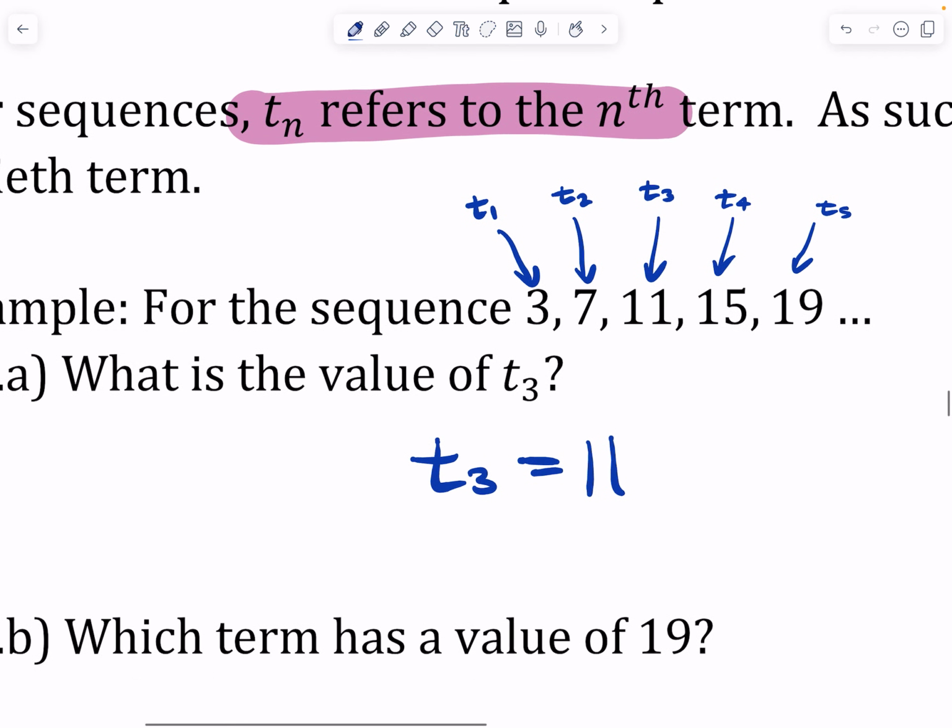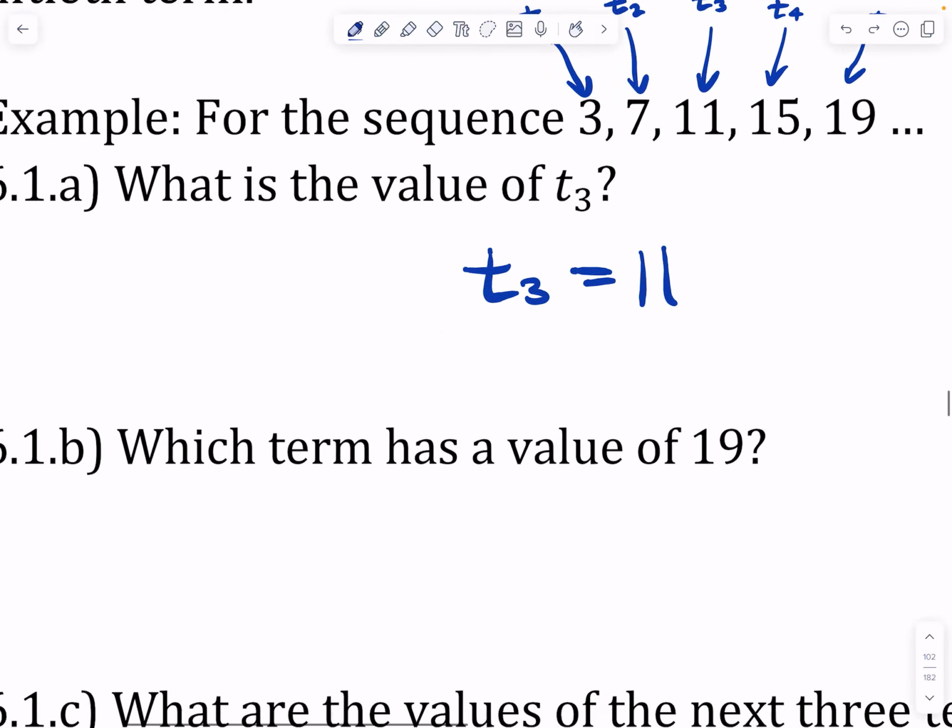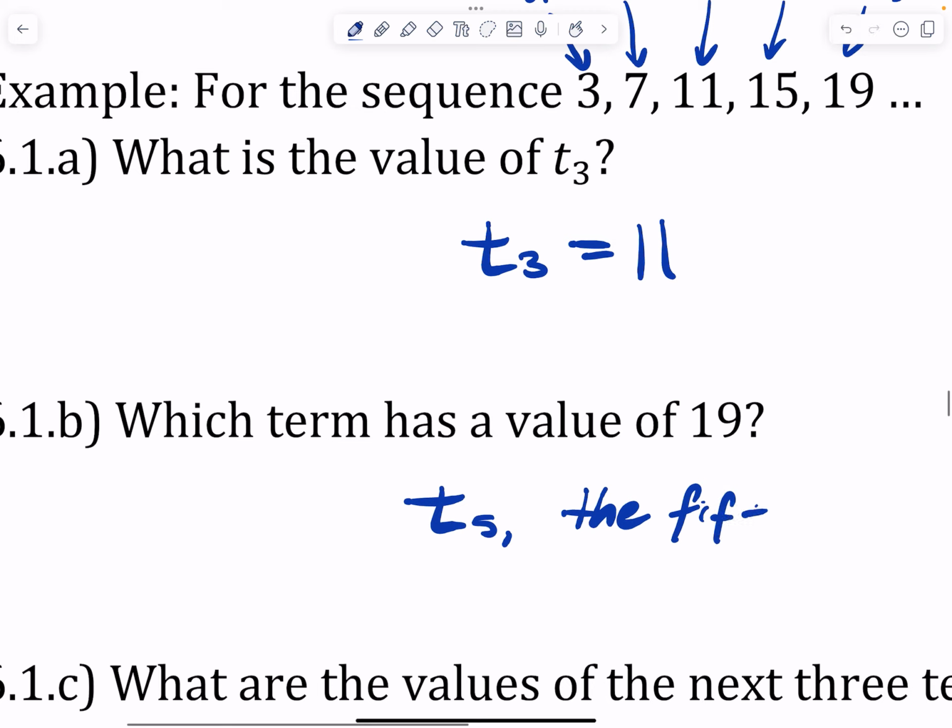Which term has a value of 19? Well, we scroll along this path and then, whoop, there's 19 there. And that's associated with T5, apparently. So the term that has a value of 19 is T5, or the fifth term. Oh, fifth is with an R? Nope.